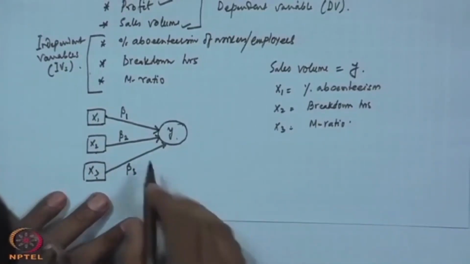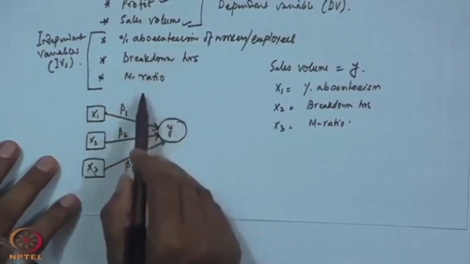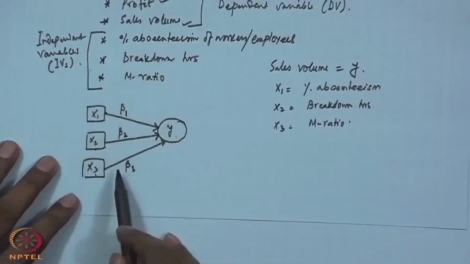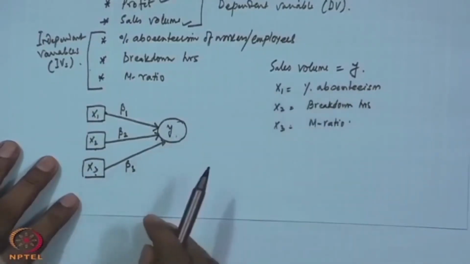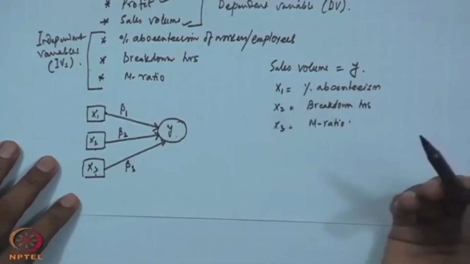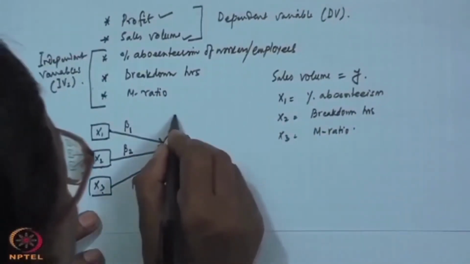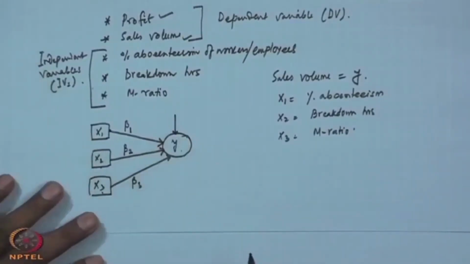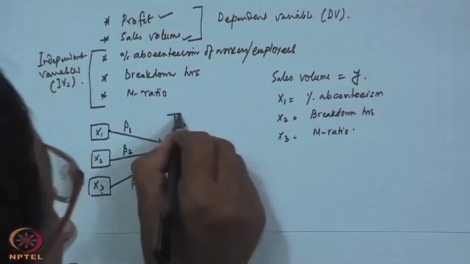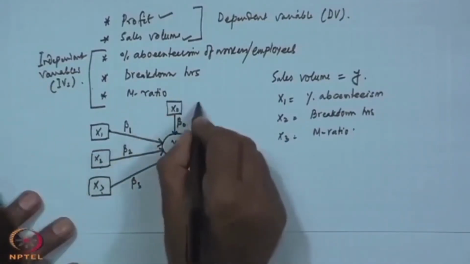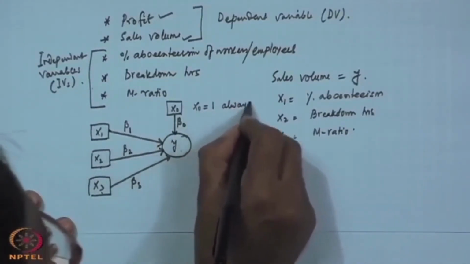Now, suppose none of them, for example absenteeism, breakdown and M ratio, contributes to y. Will there not be any sales? There will be sales also. It is not necessary that they always have to contribute. So in that case we require some other parameter which is known as beta 0, that is coming through x0, where x0 takes value of 1, always. x0 equal to 1 always.